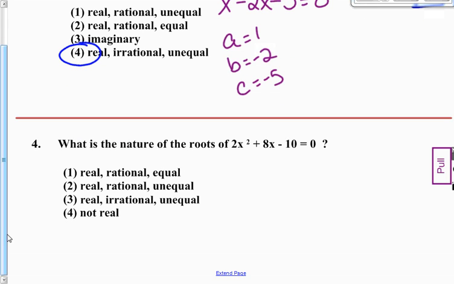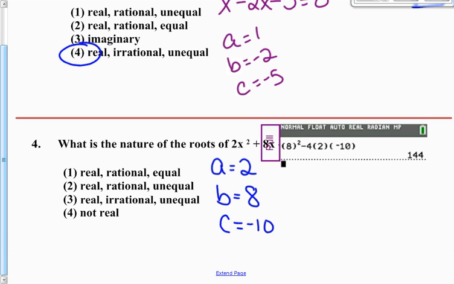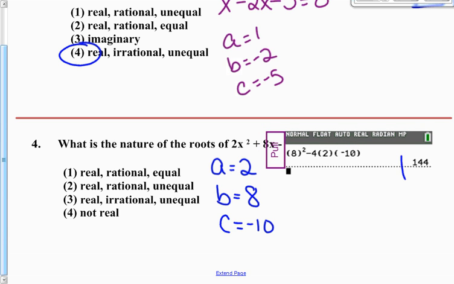Let's look at this one. Again, they're asking us for the nature of the roots. 2x squared plus 8x minus 10. My a is 2, my b is 8, and my c is negative 10. Put it into b squared minus 4ac. I get 144, which is a positive perfect square. So my roots are real, rational, and unequal. Choice 2.